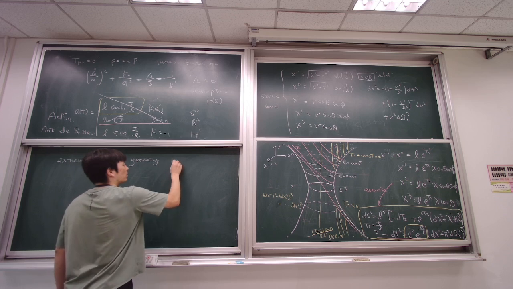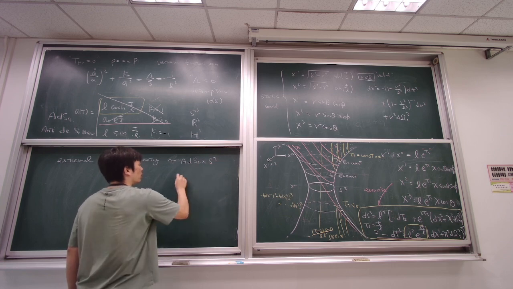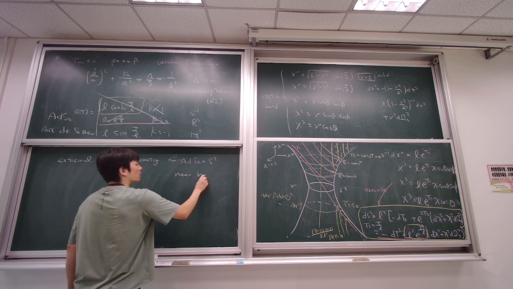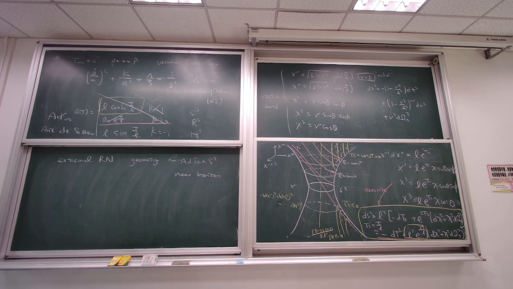It behaves like an AdS2 cross S2 near the horizon. So that's the one thing which tells us that it's worth thinking about anti-de Sitter space. Many of you have already heard of the so-called AdS/CFT correspondence, which describes something very important about quantum gravity. Anti-de Sitter space does not describe our real universe, but it's important to study.